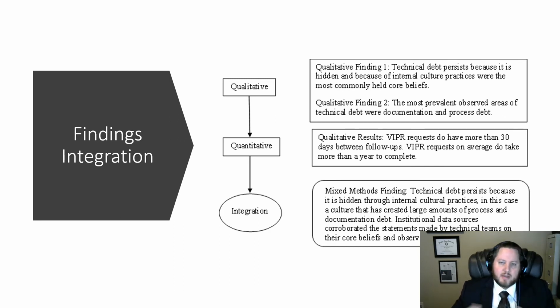The mixed methods finding between the two basically said that, hey, technical debt does indeed persist because it is hidden, and the cultural practices, specifically the processes and lack of documentation, contribute to the hidden nature of technical debt. Thus, the observations from the participants and the data and the supporting processes are congruous.